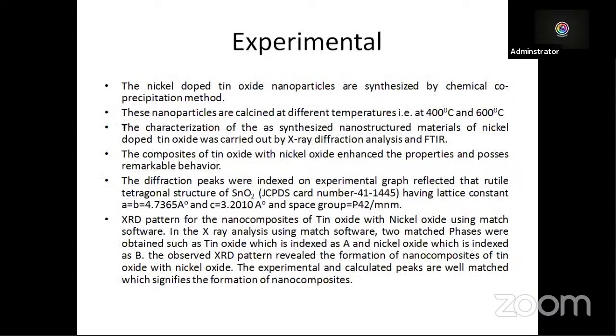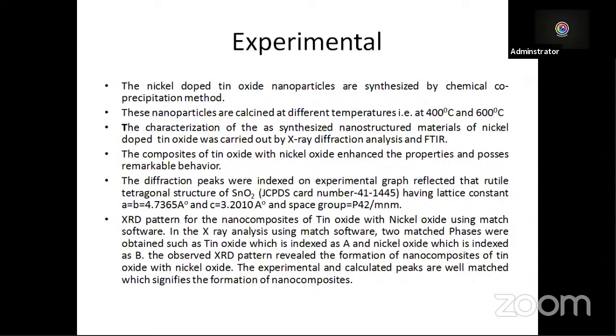Next is the experimental part. The nickel doped tin oxide nanoparticles are synthesized by a simple co-precipitation route. These nanoparticles are calcined at different temperatures, that is, at 400 degrees Celsius and 600 degrees Celsius. The characterization of the as-synthesized nickel doped tin oxide nanomaterials was done by XRD and FTIR. The composites of tin oxide and nickel oxide enhanced the properties and possess remarkable behavior.